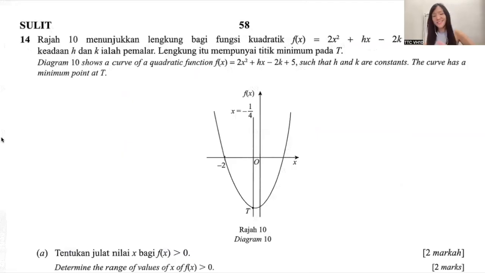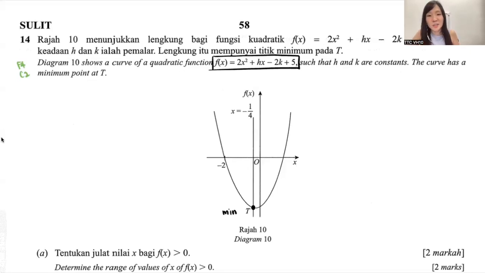Next, 14. I already know which chapter. Right now, they say diagram 10, this one, shows a curve of a quadratic function. A chapter that's not too hard, maybe you just forget. Form 4, chapter 2, quadratic function, that's the chapter's name. So diagram 10 shows a curve of a quadratic function, this one. So this is the equation, such that h and k are constants. The curve has a minimum point at T. So this T is the minimum point.